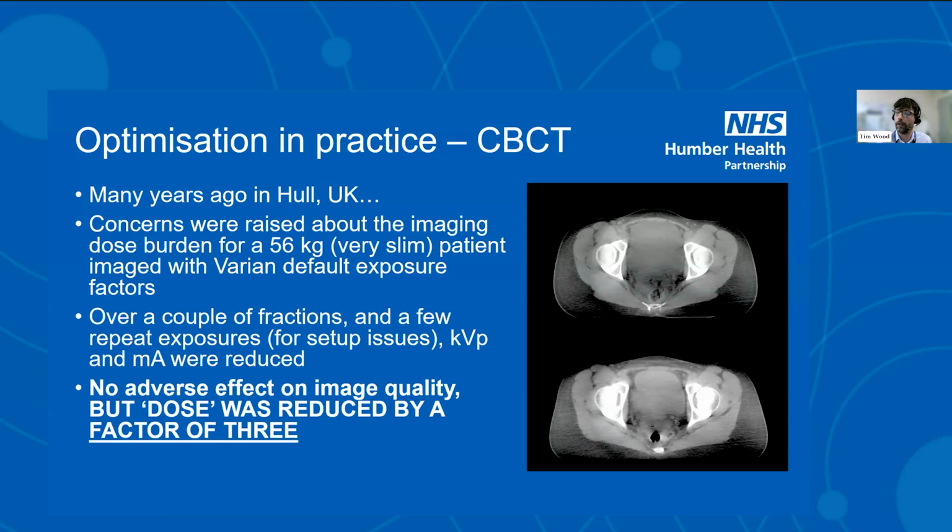So what we did was over a course of a few fractions, and this is the great opportunity you have in radiotherapy because you see the same patient day after day, we turned it down a little bit. Okay, and by the end, we turned the dose down by a factor of 3, dose assessed by typical indices, CTDI type metrics. But significantly reduced the dose. The kV came down, the mA was reduced, the images were still fantastic, as you can see at the bottom, and they still fit the purpose. But we realized a very real dose saving for that patient.